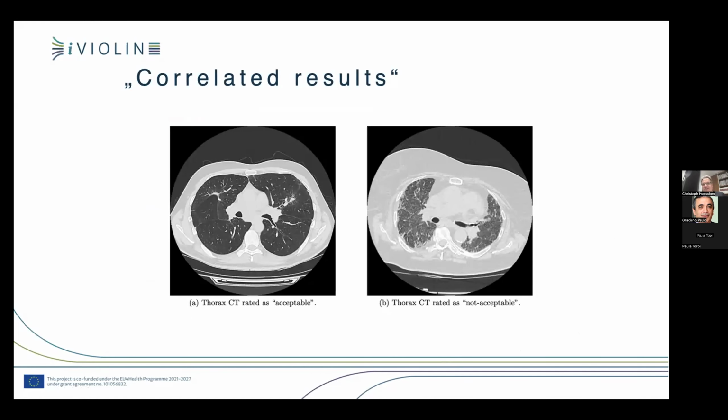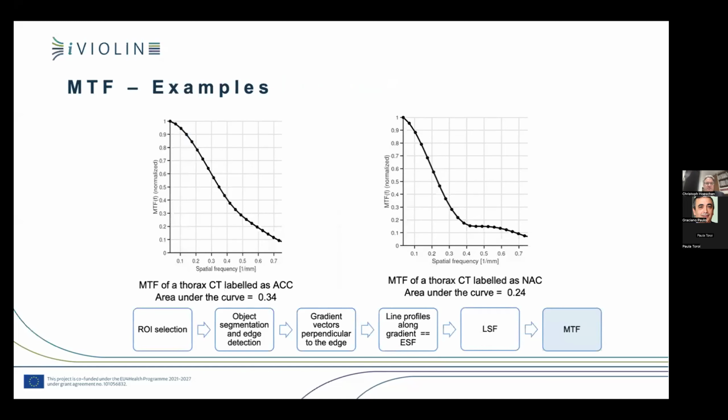Here are some correlated results. You see that for the chest now. So these are 2 examples for a chest CT. The one on the left-hand side rated as acceptable, and the one on the right-hand side as non-acceptable. And here you see the corresponding MTFs. So the area under the curve of this MTF is higher for the acceptable one than for the other one.